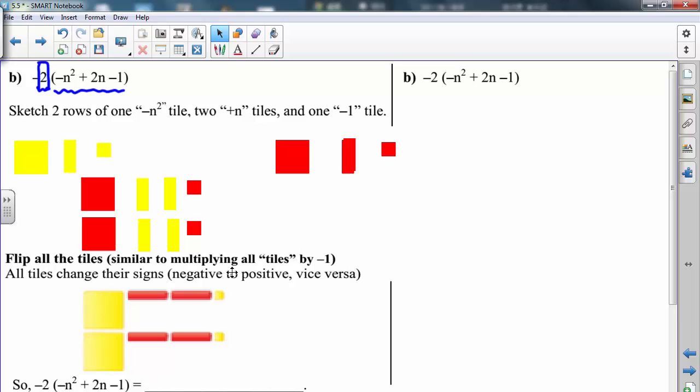So this time I only need to change the algebra tiles to a polynomial. This polynomial will be 2 big yellow squares means 2n squared, 4 red rods means minus 4n, and 2 little yellow squares means plus 2.